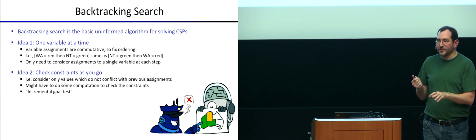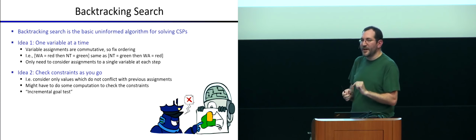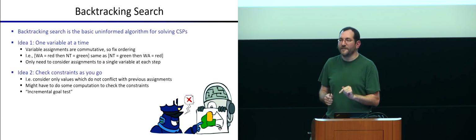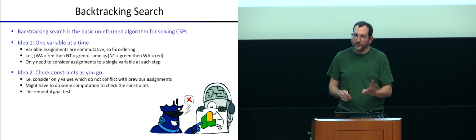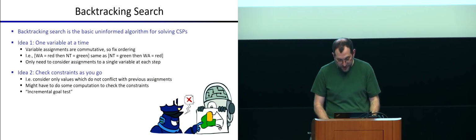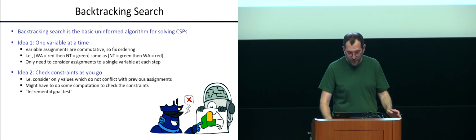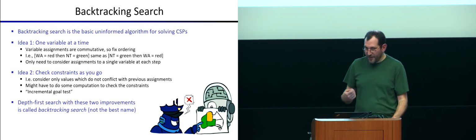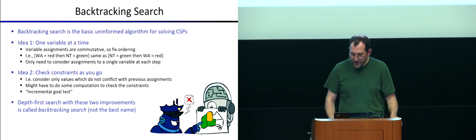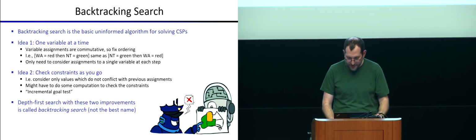We don't have to keep going and checking whether somehow deeper in this tree, this is going to look better. Remember, we couldn't do that with search. This is only because in CSPs, once you violate a constraint, there's nothing you can do to unviolate it later. That's important. It's not true for search problems in general. It's true here, so we can stop early as soon as we have violated a constraint. Think of it as an incremental goal test. You can keep looking: have I messed up yet? Have I messed up yet? Depth-first search with these two improvements is called backtracking search.